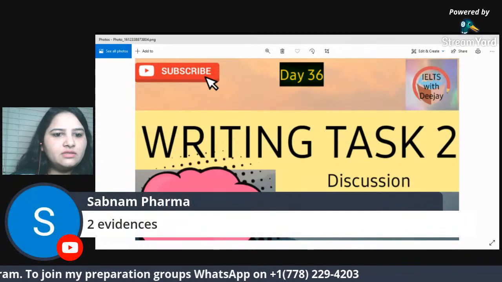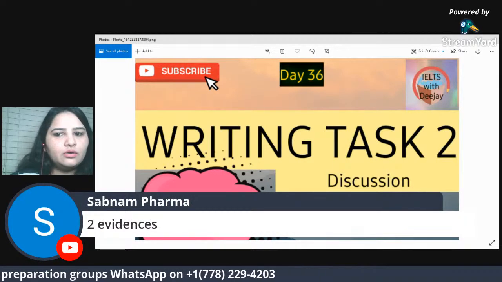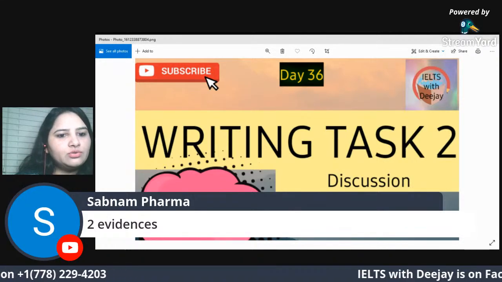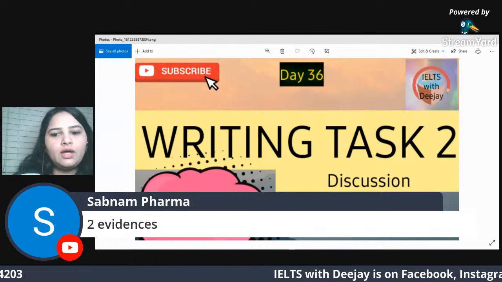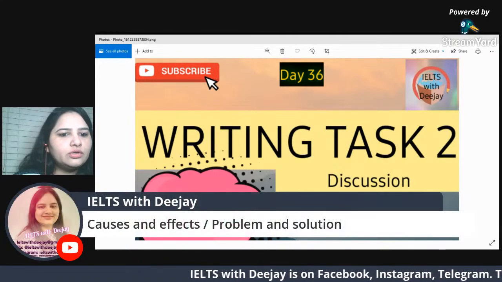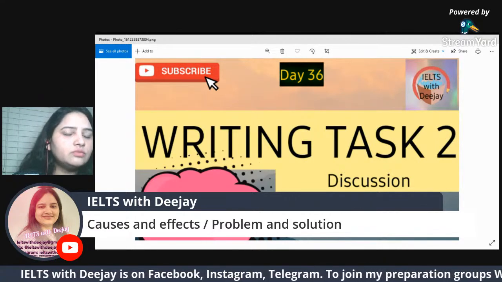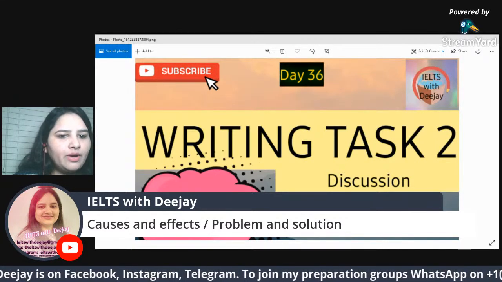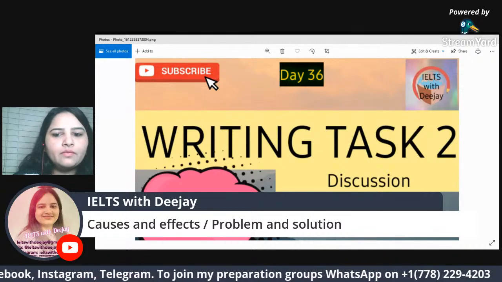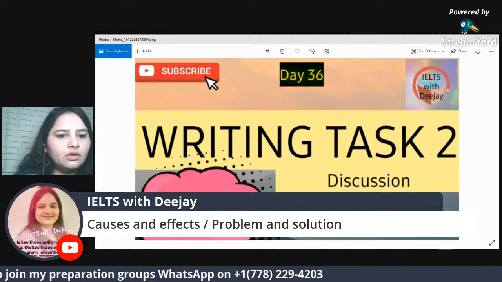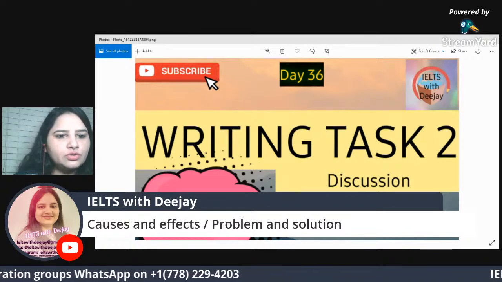2 evidences means, what do you want to say? 2 evidences means 2 points, 2 questions. And after that, we're going to discuss this question type: causes and effects and problem and solution, because they have the same format, so I have written them together. So discuss this one, causes and effects and problem and solution.